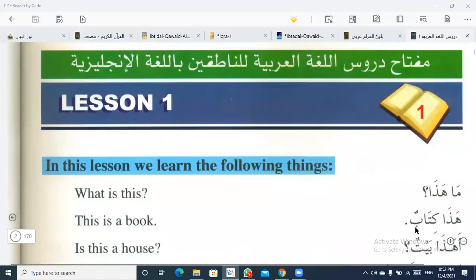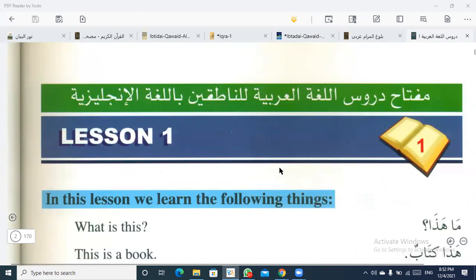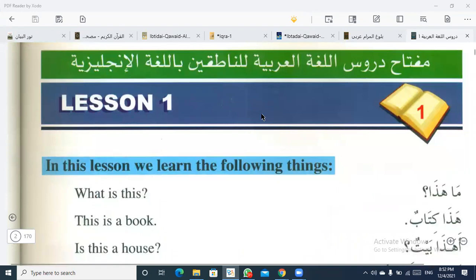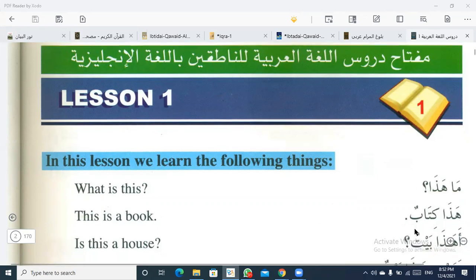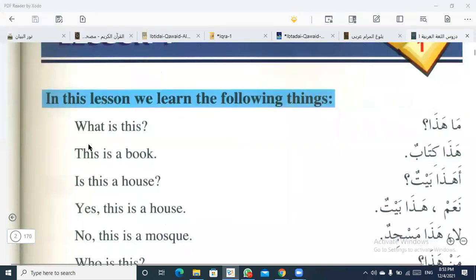Lesson 1. Anyone read this? Amina Suleiman. Bismillahirrahmanirrahim. First read, in this lesson we learn the following things.